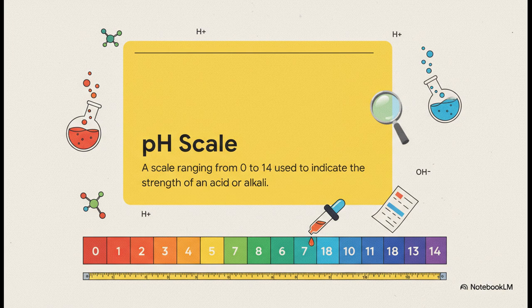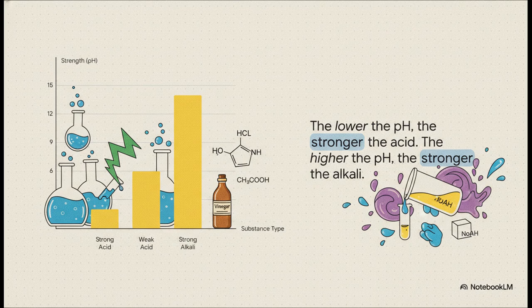And that rainbow of colors leads us straight to this, the pH scale. You see, it's not enough to just know something is an acid. We need to know how acidic it is. Is it just a little sour like a fizzy drink? Or is it something seriously strong? The pH scale, which runs from 0 to 14, is exactly the tool we use for that. The rule is pretty simple. The lower the pH number, the stronger the acid.